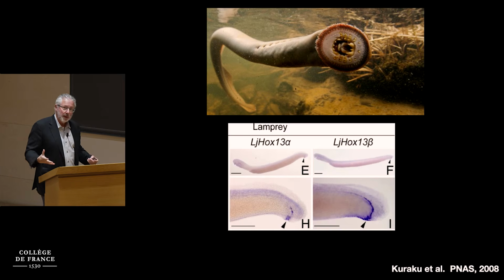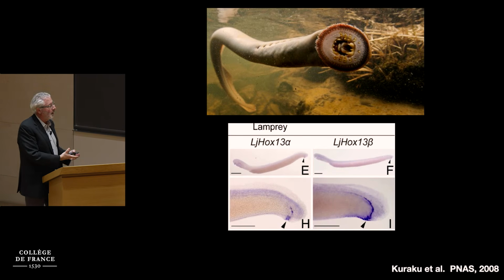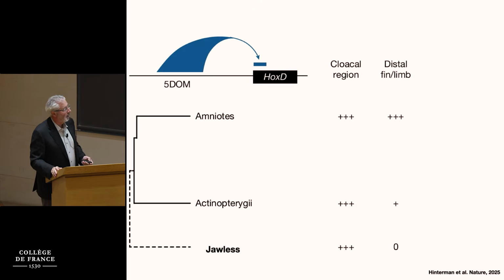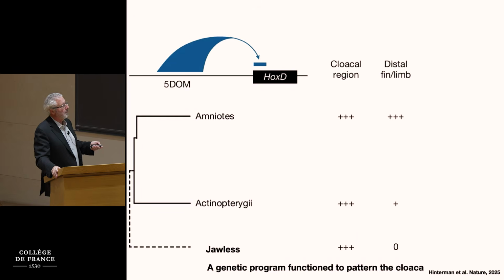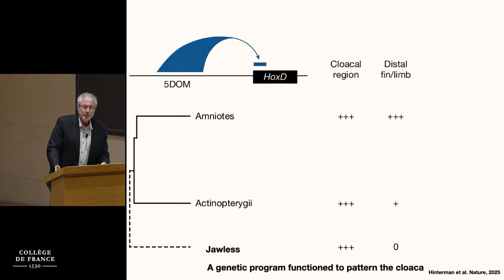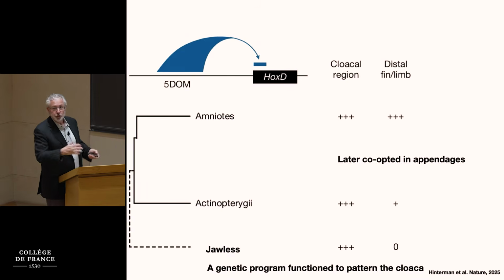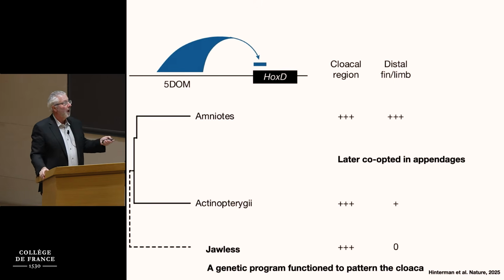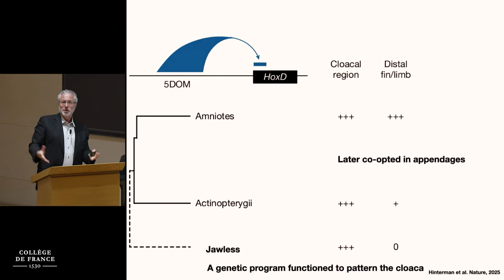So what does all this mean? It really means here's Jacob and Darwin at the gene regulation level. If you look at this map here, in jawless fish they have the cloacal activity, but obviously they don't have the paired fin activity. So a genetic program originally functioned to pattern the cloaca in jawless fish. And then later in evolution, in the evolution of jawed vertebrates, particularly in evolution of limbed vertebrates with digits, this region was co-opted, available to function in developing the digits and the appendages and so forth.